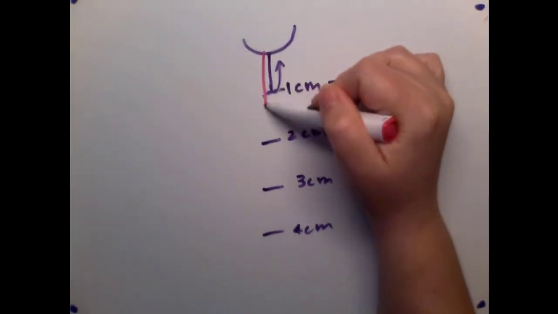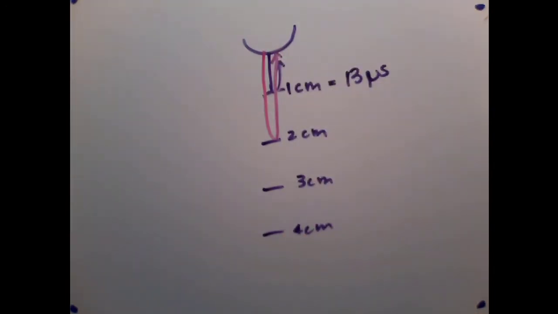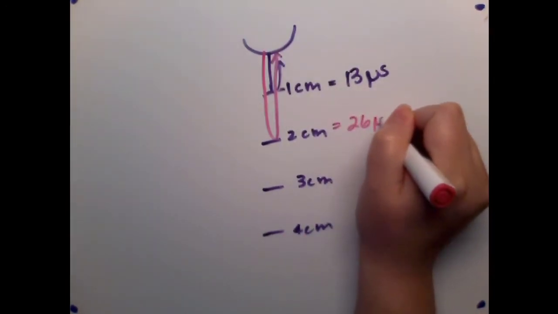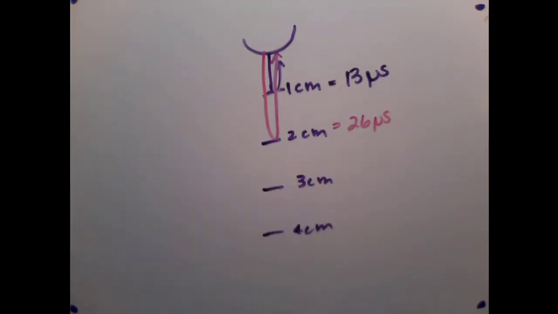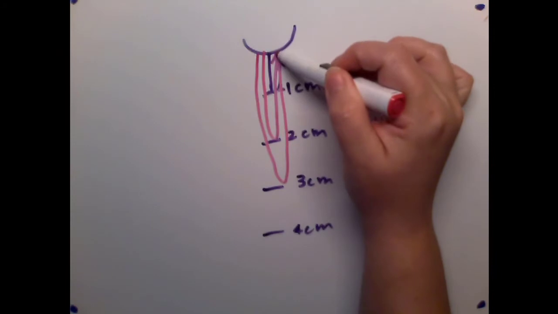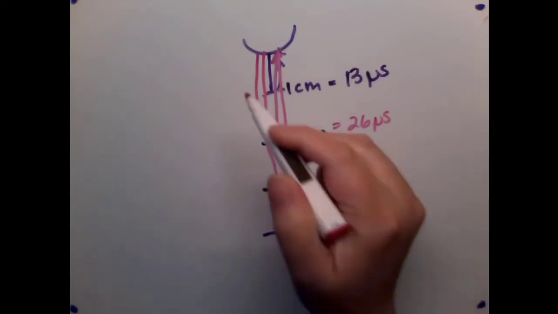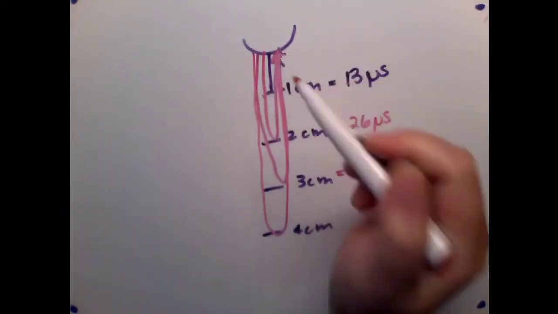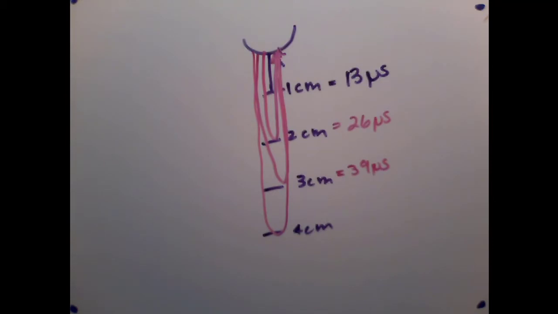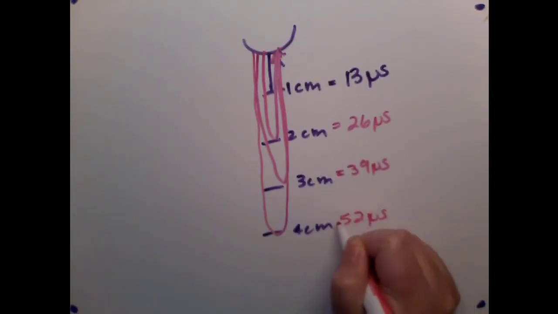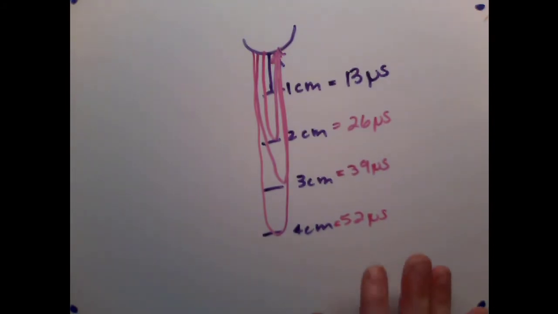For sound to come down and go back to 2 centimeters and all the way back, that's going to equal 26 microseconds. 3 centimeters down and all the way back, that's going to equal 39 microseconds. So I think you kind of get the idea. 4 centimeters in and back, 4 times 13, or 13 plus 13 plus 13 plus 13, we get 52 microseconds. Right? So that 13 microsecond rule is super helpful when we are talking about whole numbers.